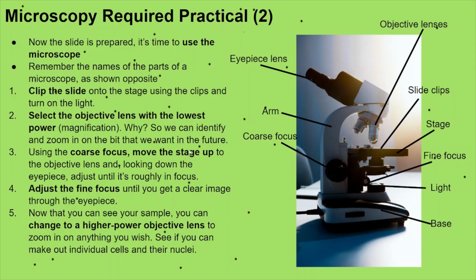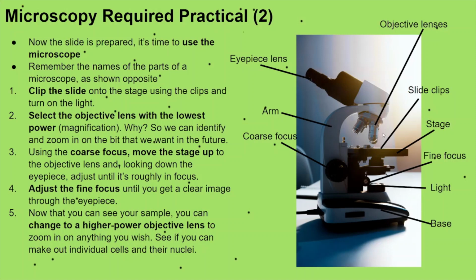So the first stage is quite obviously to use the slide clips to hold our sample in place, and then we're going to select the objective lens with the lowest power so that we can identify and zoom in on the bit that we want in the future. So we're going to use the coarse focus first to move the stage up until our specimen is roughly in focus. Then we're going to use the fine focus to make sure it's completely in focus.